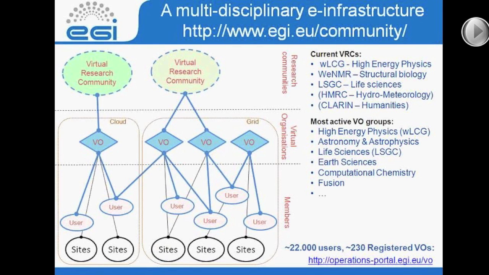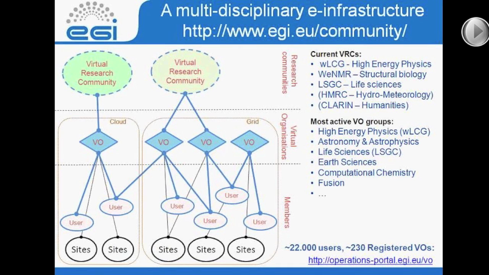A virtual organization, as you can see on this slide, is a group of users and a group of sites that support those users in order to conduct their research. These sites provide data and computing capacities for the users, and through some coordinated access mechanisms, the users can access the resources from the VOs that they are members of.